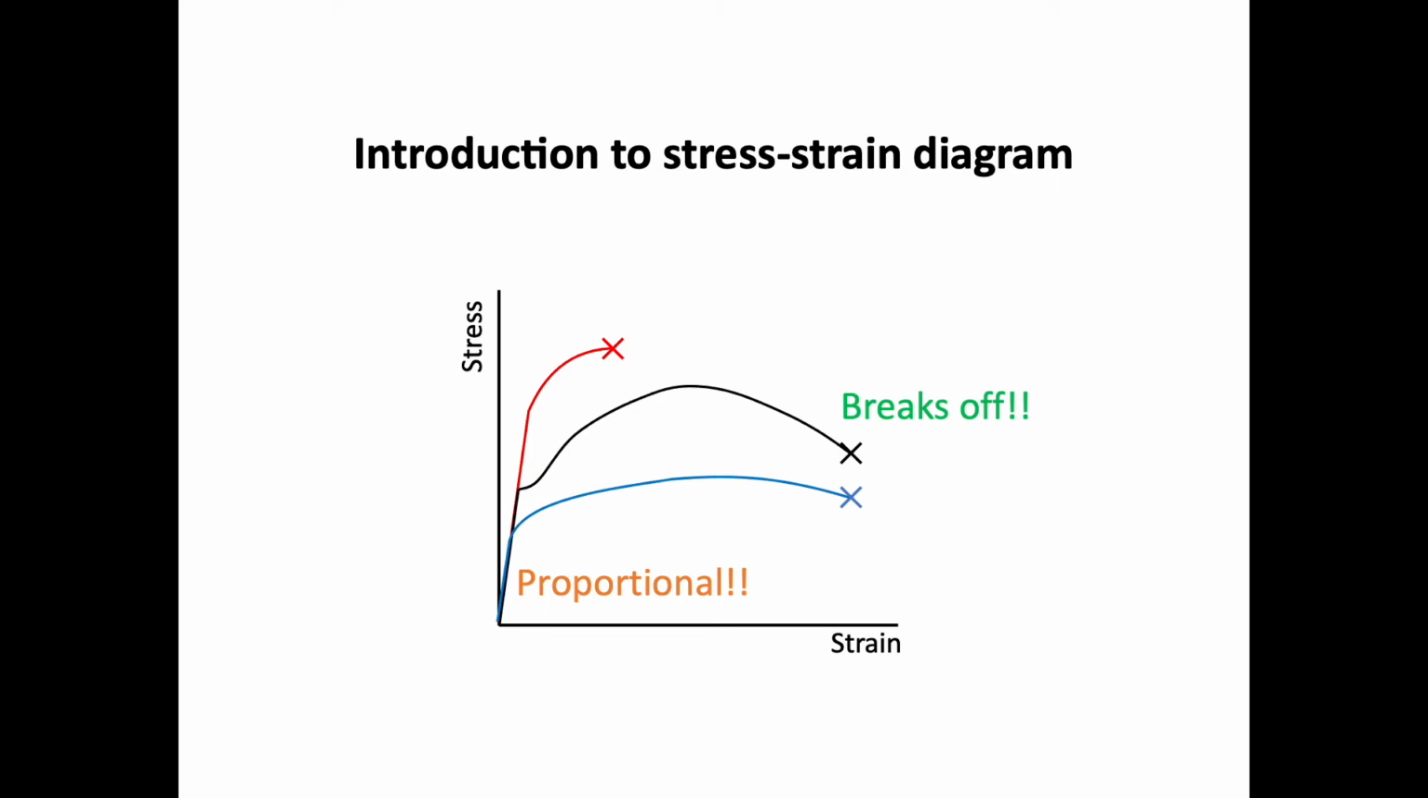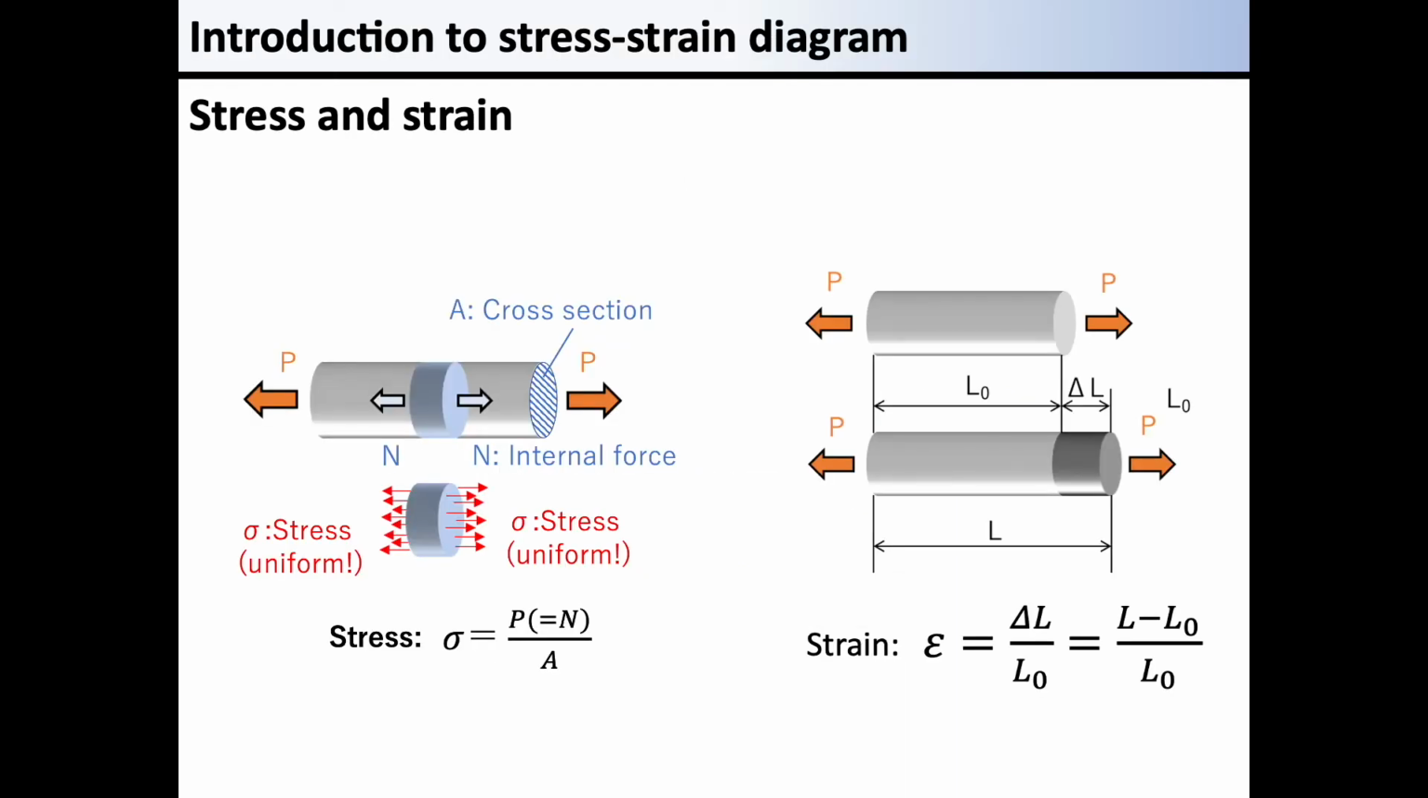This section introduces the mechanical properties with respect to stress-strain diagram of materials. When an external force acts on a material, stress is generated, and then strain is generated.